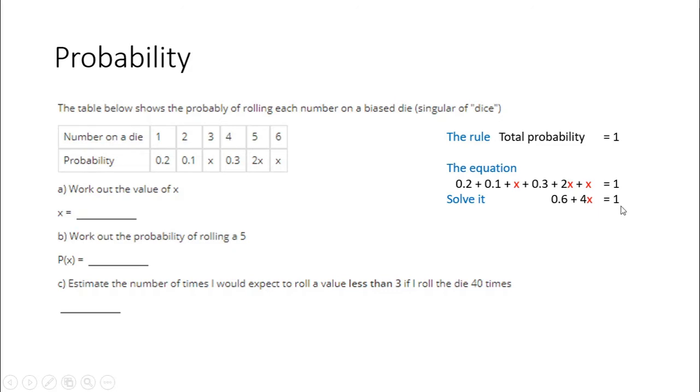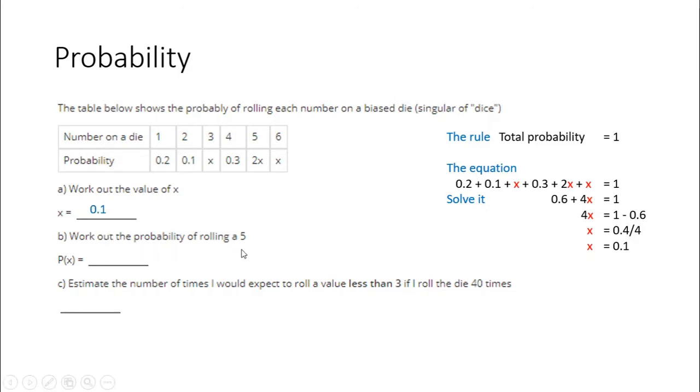So we're simplifying and we're solving it now. If we want to know what x is, get x on its own. First move the 0.6 across, it was plus, now it's minus. Then we're going to move the 4 across, it was multiply, now it's divide. So x on its own is 0.1. So we've got our value for x, 0.1.